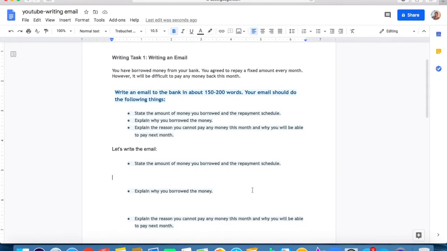So let's say I borrowed, I don't know, maybe $5,000 for school on my line of credit. Here, I'm going to say line of credit because I've been to a bank here. I know this terminology. I'm going to show them that I know these words specific to this context. State the amount of money you borrowed and the repayment schedule.